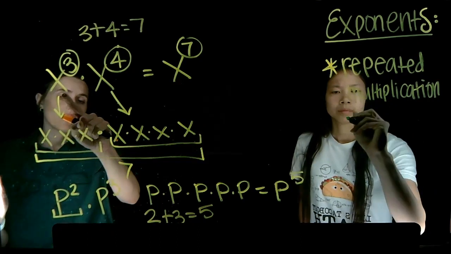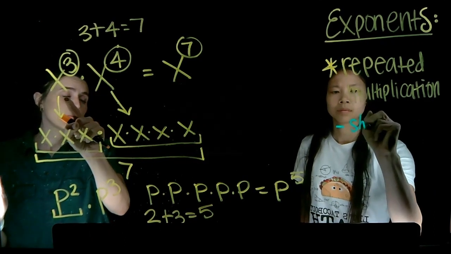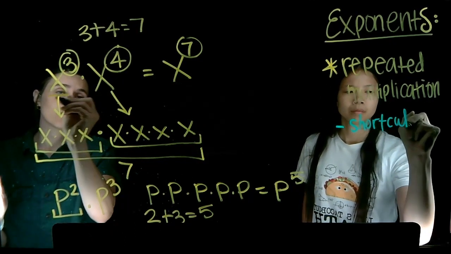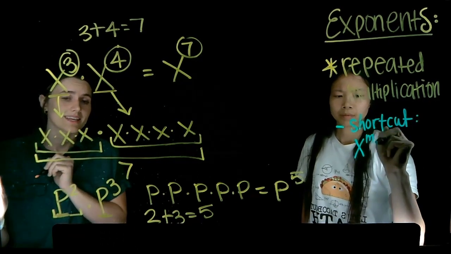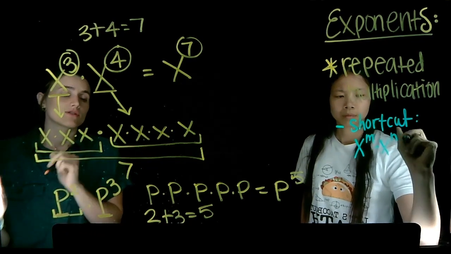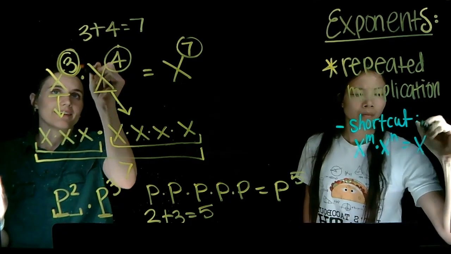So when we are multiplying two things that have the same base, this is key. You have to notice that the base is the same. These are both x's, these are both p's. When you're multiplying things that have the same base, we can use the shortcut where we just add the exponents.